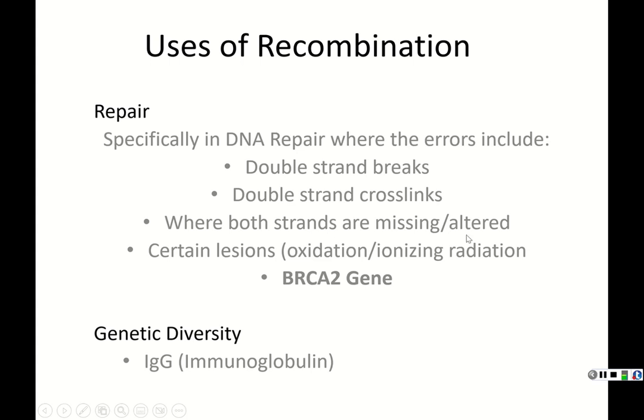Places where both strands are missing or both strands are altered, okay, again, major damage. And then certain lesions that are pretty damaging. And the BRCA2 gene is actually involved in this type of repair. And then genetic diversity, that's another use of recombination. And a specific example of that the book talks about is the IgG, which is the immunoglobulin, a protein that's involved in antibody production.